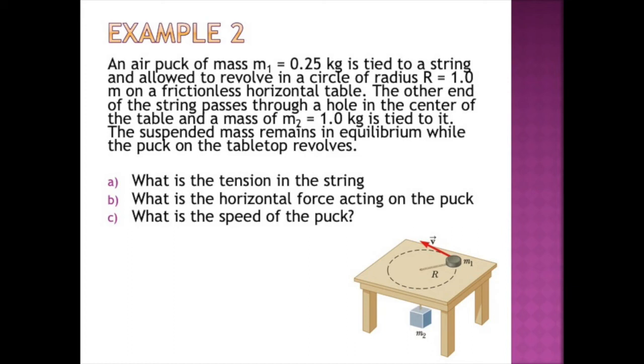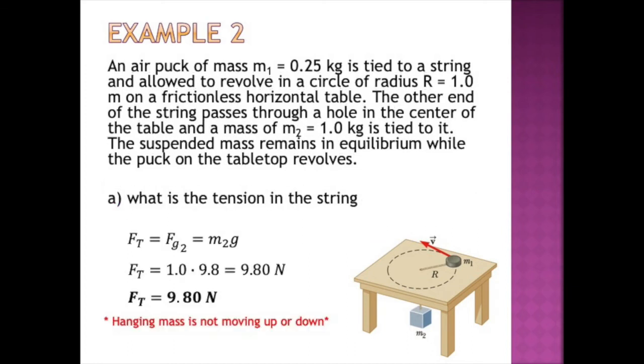But what we're also going to be able to figure out is how that tension now plays a role in the moving puck itself. So the three typical things that are asked are what is the tension in the string, what is the horizontal force acting on the puck, and what is the speed of the puck itself. So for A here, we don't want to overthink this too much. We know that the hanging mass is in equilibrium, which means that the force up has to equal the force down.